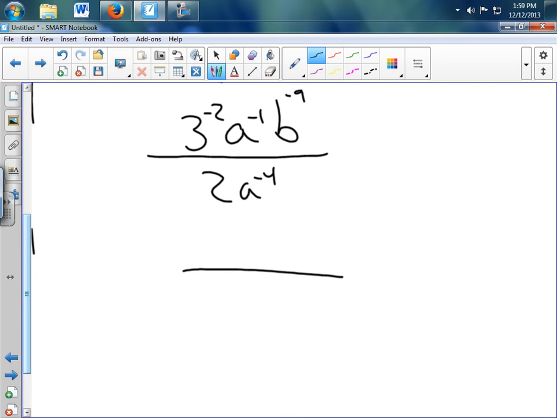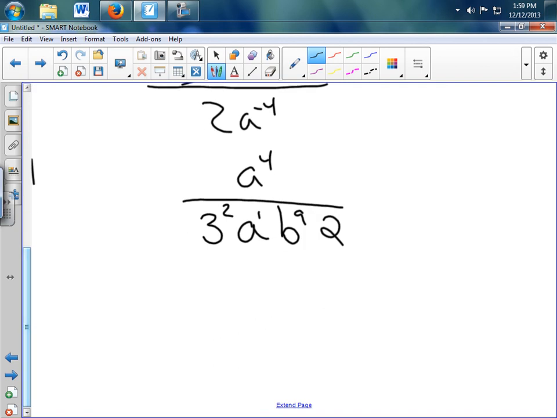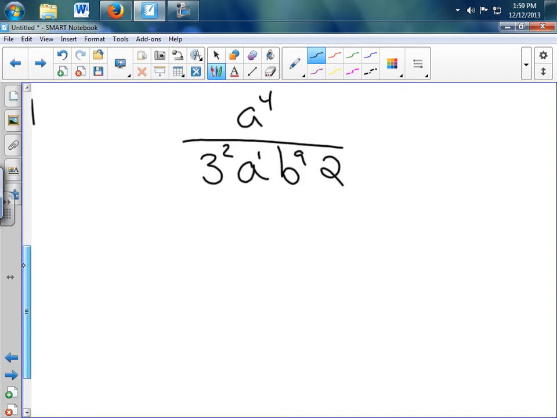So, 3, that's a negative exponent. That has to go to the bottom, okay? So that becomes positive. Gets rid of that one. A to the negative 1. I'm going to leave it as a 1 right now. Goes to the bottom. B to the 9th goes to the bottom. The 2 stays here. And the negative 4 goes to the top. Now I've gotten rid of every single negative exponent.